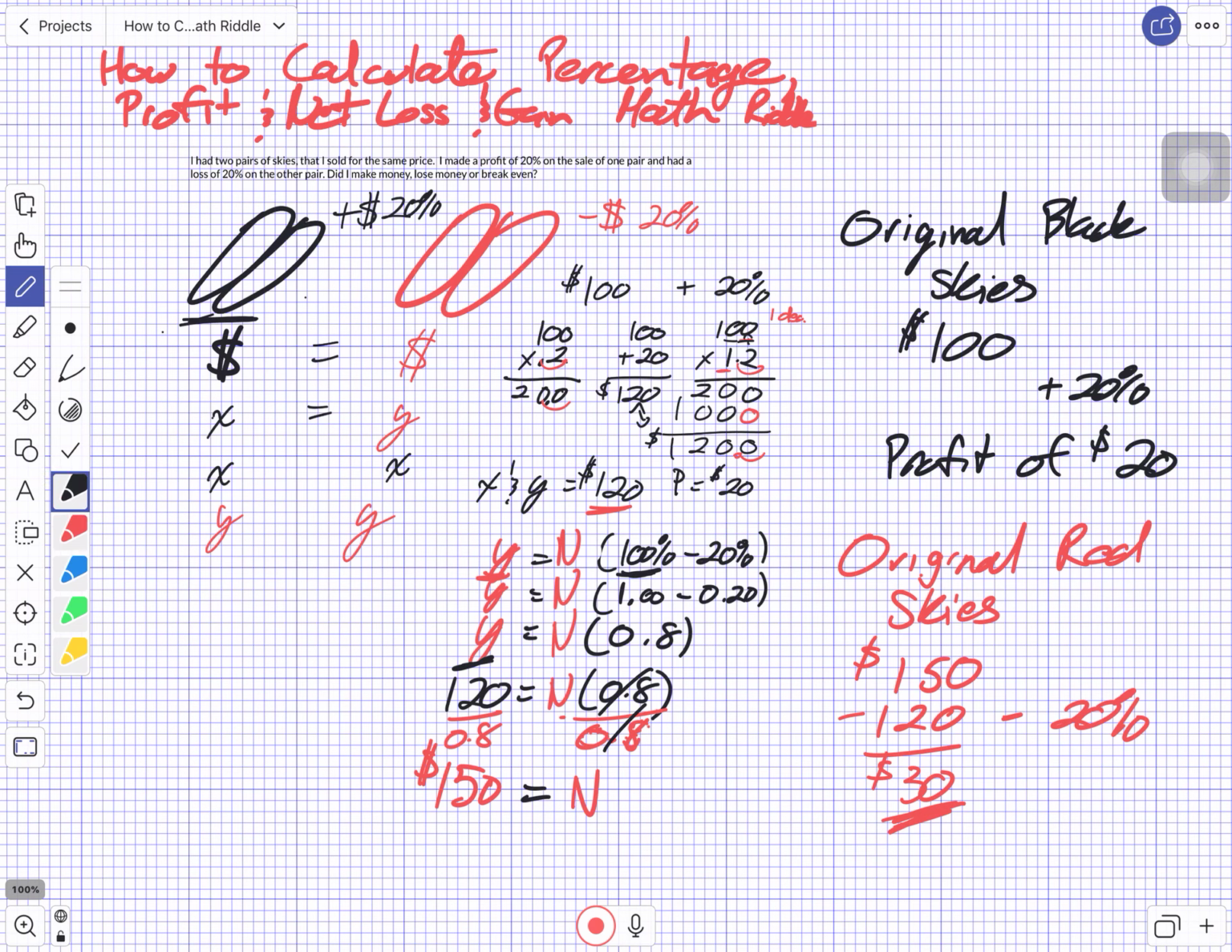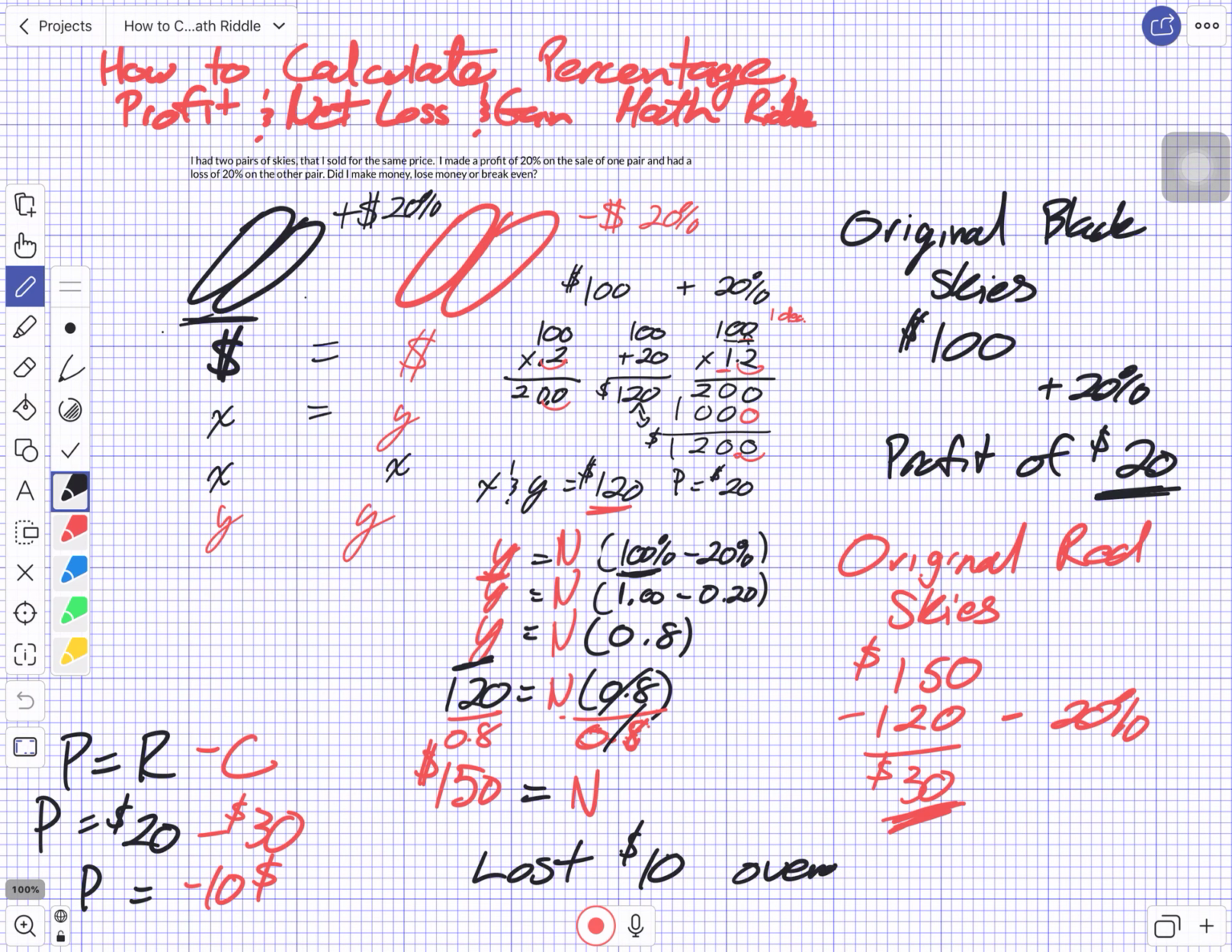So when we calculate profit, profit is equal to, would be considered, revenue minus cost. Okay, we'll say that we got a $20 revenue. Those are the black skis. The cost was $30. So the question is, how much profit did we make? Well, we actually have a profit of negative $10 here. In other words, we lost $10 overall.